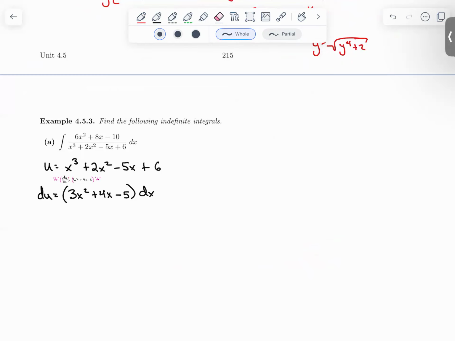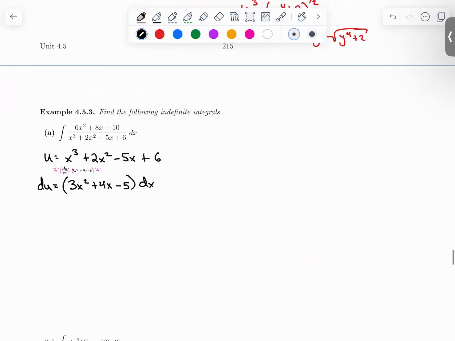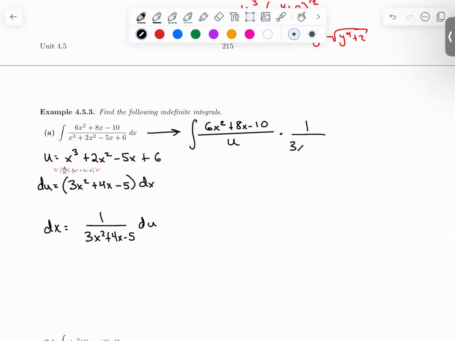So now we solve for dx. We get dx is equal to 1 over (3x squared plus 4x minus 5) du. And so this then becomes the integral of 6x squared plus 8x minus 10, all divided by u, that's what we claimed u to be, times 1 over (3x squared plus 4x minus 5) du.